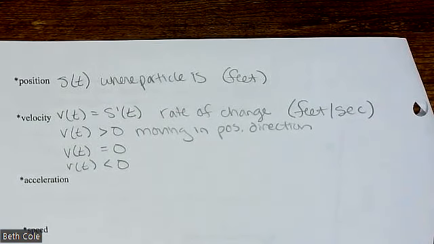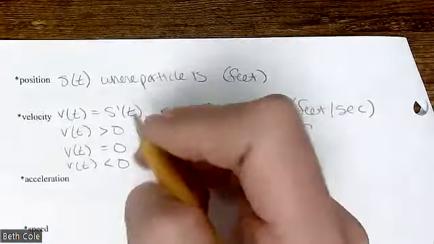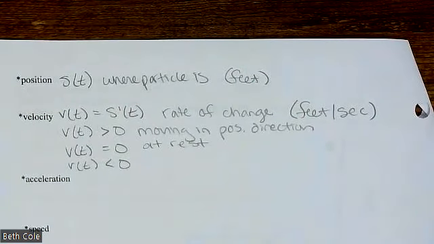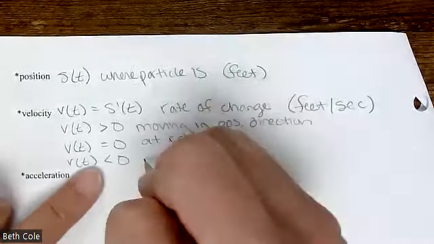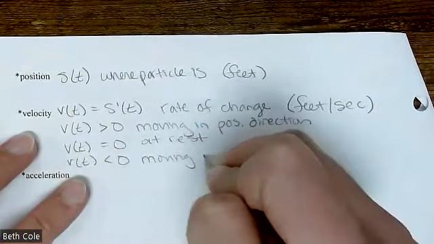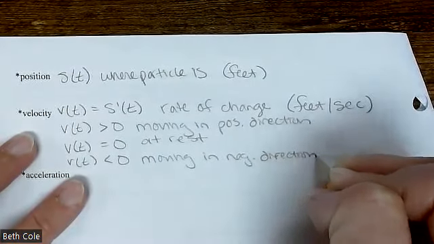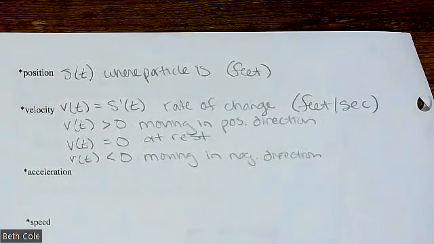What's going on if your velocity is 0? Not moving, which we call at rest. They'll say, when is the particle at rest? So not moving, stationary. It's like you're at a red light. And if the velocity is negative, moving in a negative direction, which could mean to the left or backwards or downwards. You know, it depends on the context of the problem.